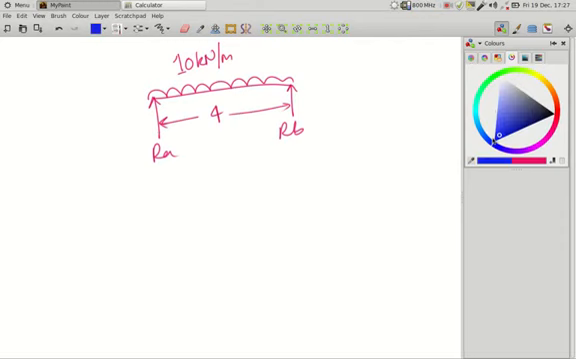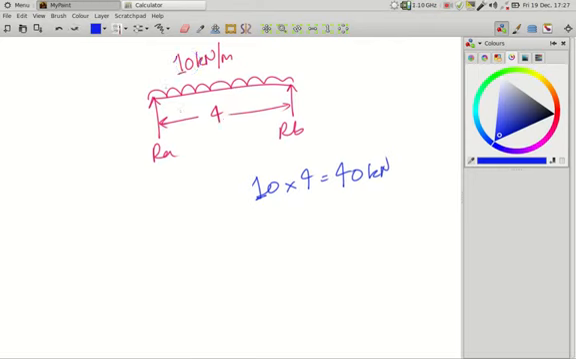First thing we'll do is we have to convert this UDL into a point load. So we've got 10 kilonewtons acting over 4 metres, gives us a total load of 40 kilonewtons, if you like. It's the equivalent of 40 kilonewtons in total, because it's obviously 10 times 4.